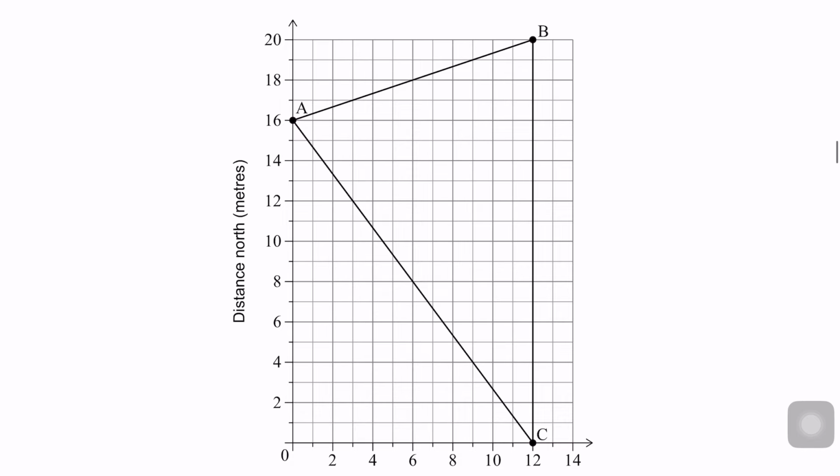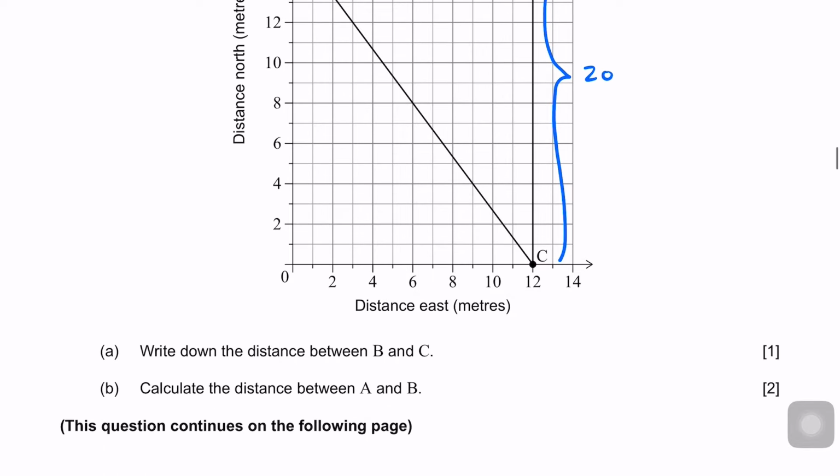So distance between B and C, we can see that's just this distance right here. We start at 20, going all the way down to 0, so the answer in this case would just be 20. So I'm going to write that here. BC is equal to 20 meters. On a test, you could actually, in this case, just write 20, but there it is. BC is equal to 20 meters.